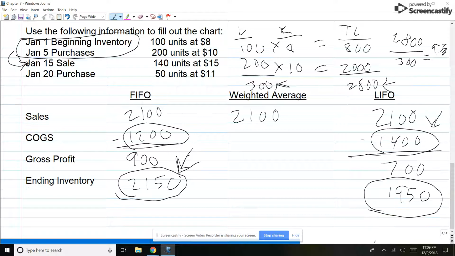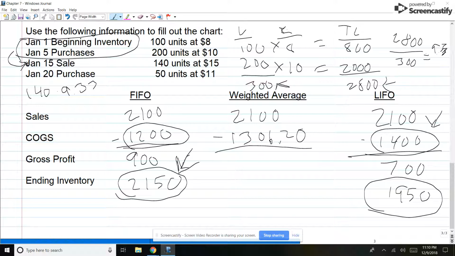Now, the nice thing with the weighted average method is that to figure out cost of goods sold, we're just going to take that 140 multiplied by 9.33. So I take the 140 times 9.33 and get 1,306.2. I'm not really sure, if you put 9.33 repeating in your calculator, you're going to get a different number. I'm actually not sure how you would do that, so I'm just going to use 9.33.